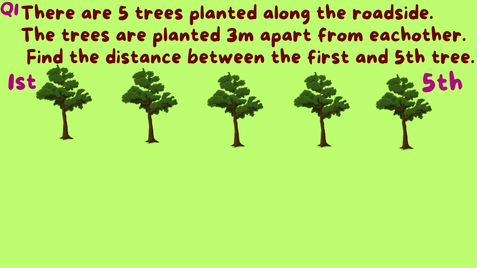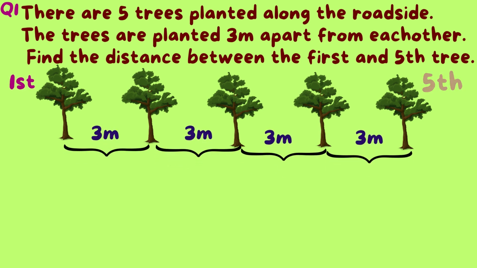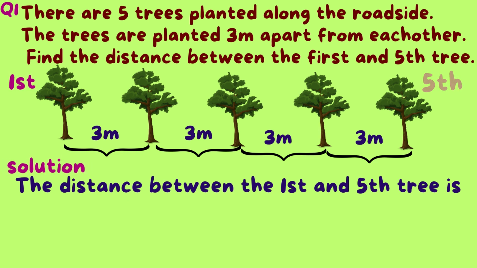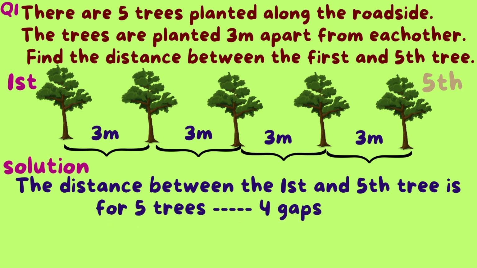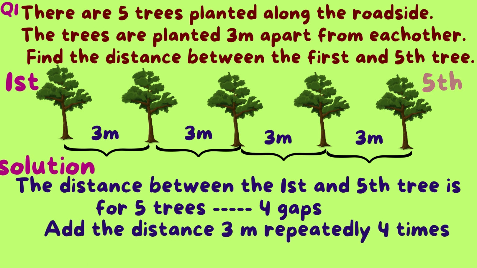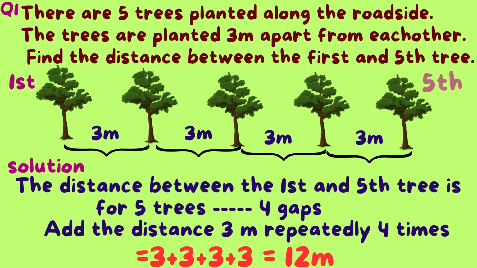Question is, every tree is placed at a distance of 3 meters. We have to find the distance between first and fifth tree. It's very simple. Kids, how many trees are there? It's 5. How many 3-meter gaps are there in between? It's 4. That is 1 less than the number of trees. So children, to get the distance between the first and the fifth tree, you have to add 3 meters repeatedly 4 times. That is 3 plus 3 plus 3 plus 3 will give you 12 meters.